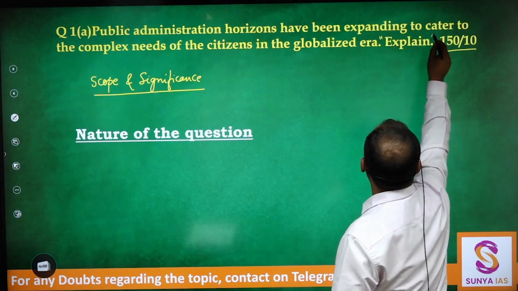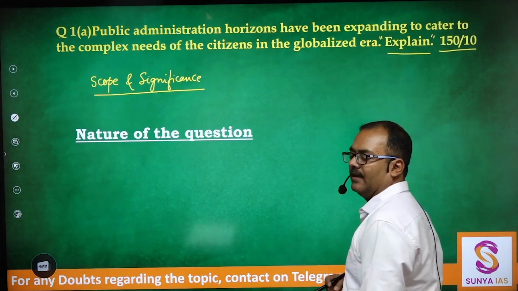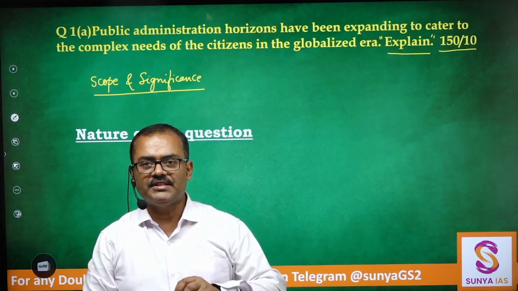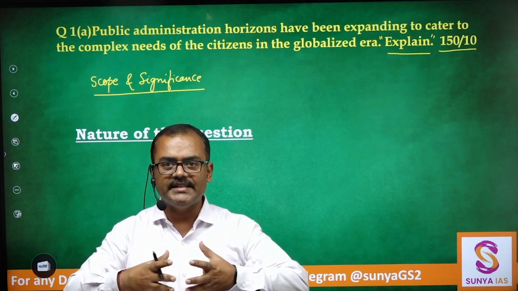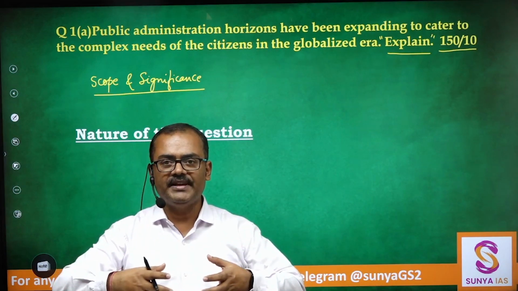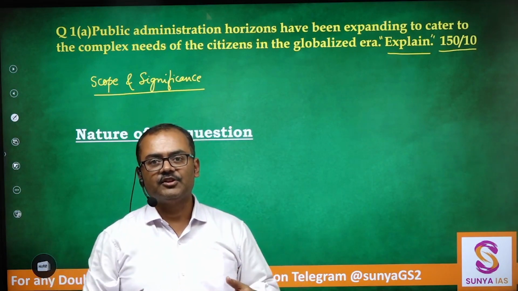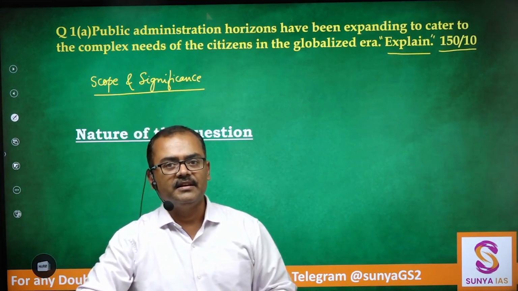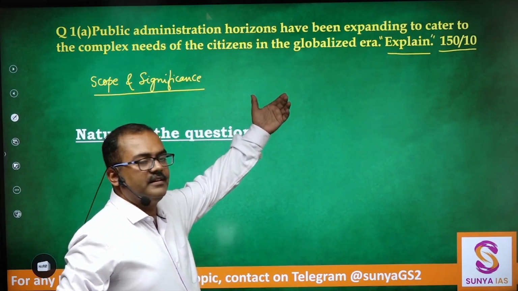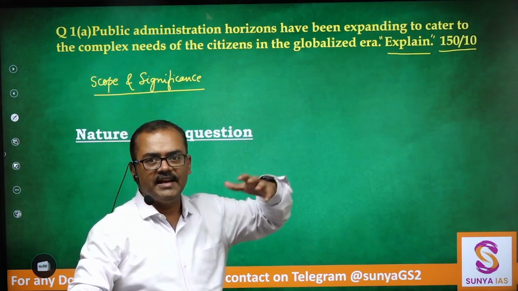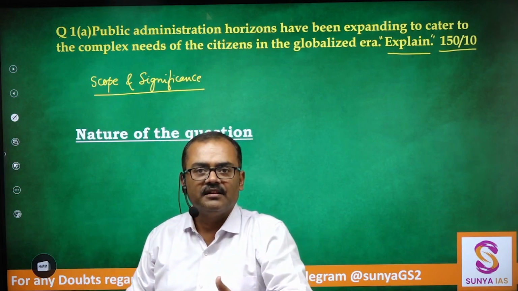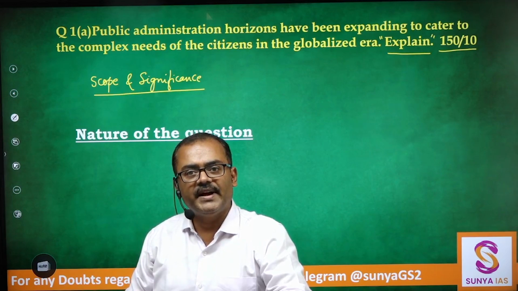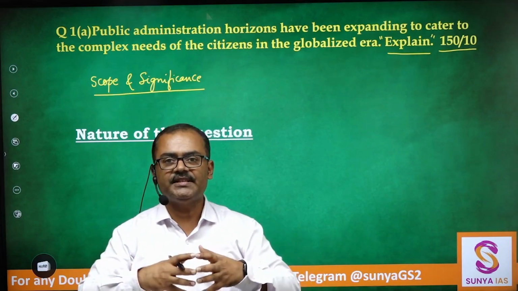I will talk about the tail word. So the question is scope and significance. The question says that the scope or horizon of public administration has increased. The significance of PA has increased in the background of globalization. Globalization has given certain challenges. Citizens' needs and aspirations have changed. In this background, the horizon of public administration expanded.